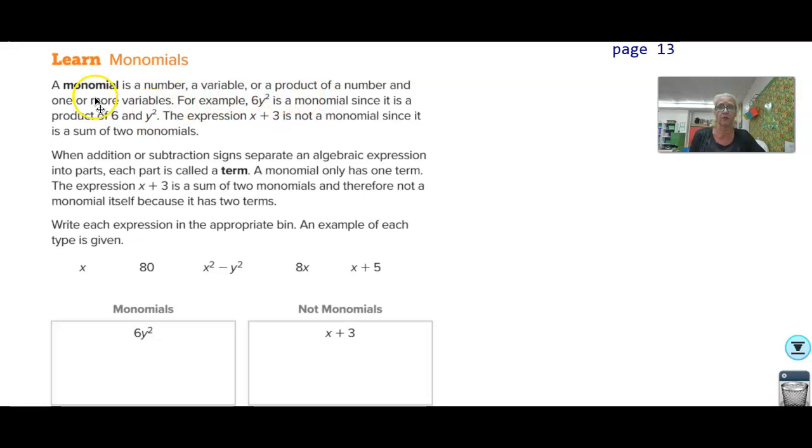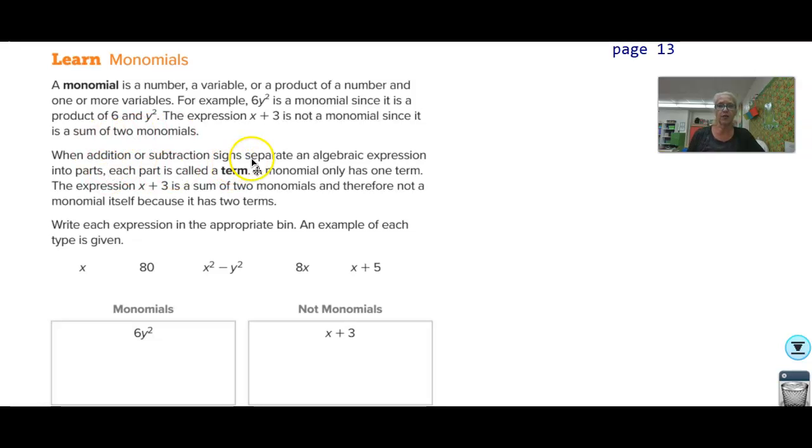product of a number and one or more variables. For example, 6y to the second is a monomial since it's a product of 6 and y to the second. The expression x plus 3 is not a monomial since it is a sum of two monomials.